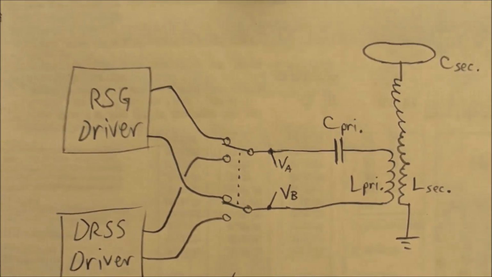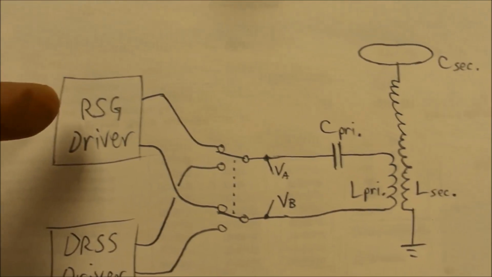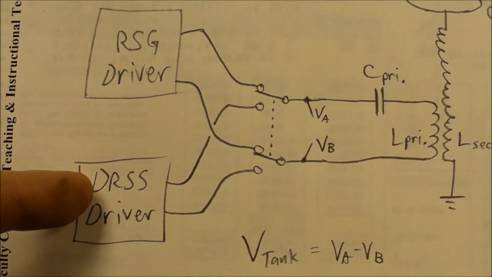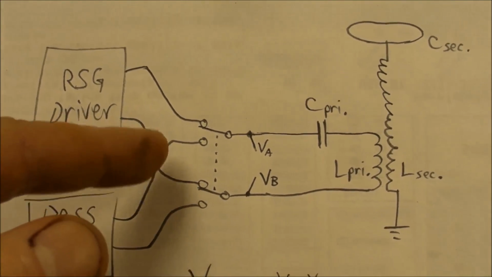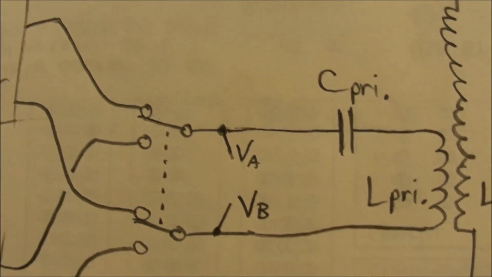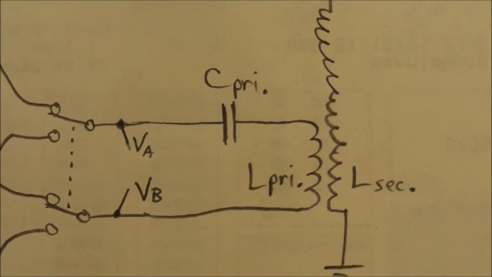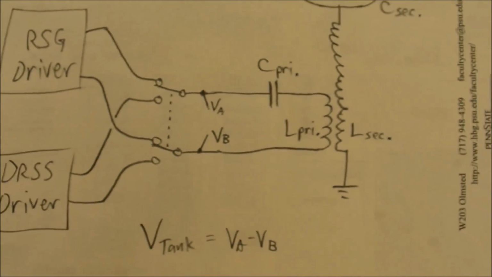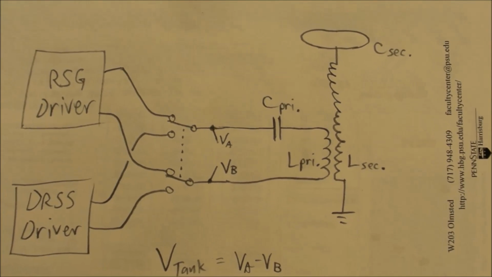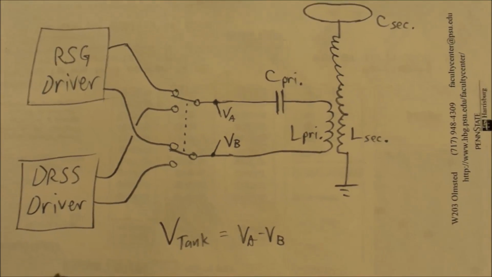And I got a very simple block diagram drawing right here. There you can see the rotary spark gap driver and the double resonant solid state driver. I can alternate between the two of them with my big old Frankenstein switch right here, and then I'll be measuring the voltage directly on the output of that switch. That's the input tank circuit voltage into the primary capacitor and the inductor, the primary coil.